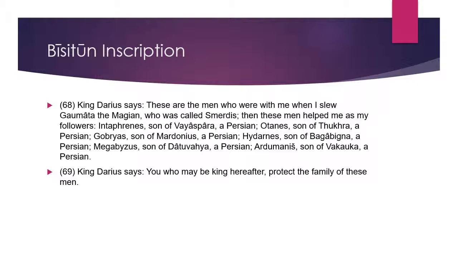King Darius says, these are the men who were with me when I slew Gaumata, who called himself Smerdis. Then these men helped me as my followers. Intaphrenes, son of Vayaspara, a Persian. Otanes, son of Thukhra, a Persian. Gobryas, son of Mardonius, a Persian. Hydarnes, son of Bagabigna, a Persian. Megabyzus, son of Dadhia, a Persian. Ardumanish, son of Vahauka, a Persian.